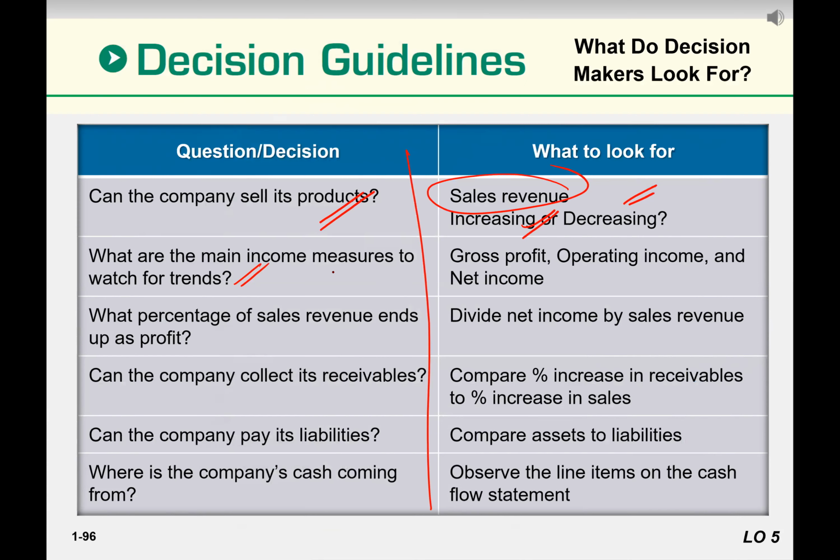What are the income measures to watch for trend? Gross profit, from the income statement. Right now these are just for the finance stuff, not for the accounting stuff, so just have a look. What percentage of sales or revenue ends up as profit? We have the profit margin ratio.